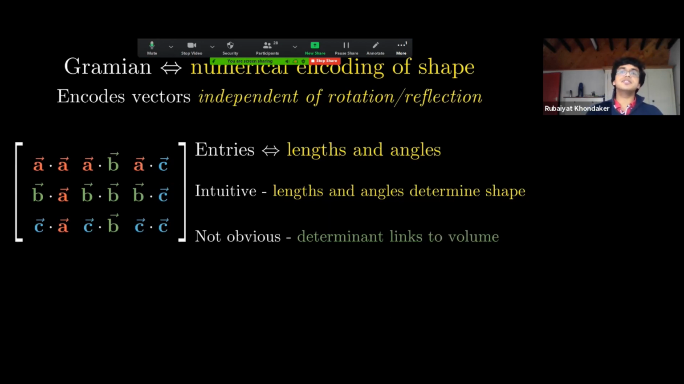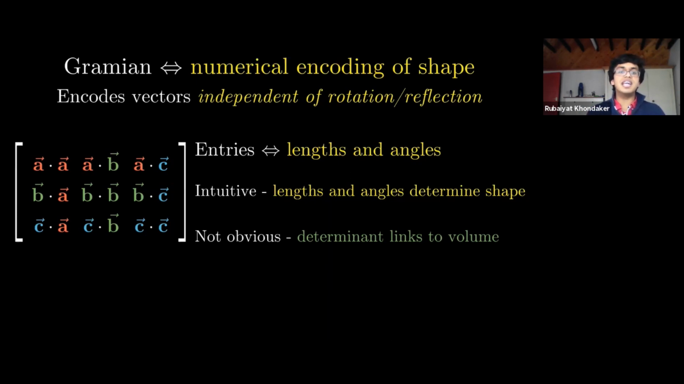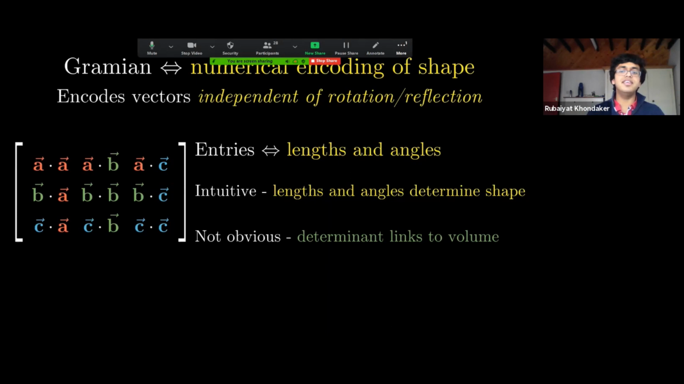But what I don't think is immediately obvious, hopefully I've made it feel a bit more intuitive, is that the determinant of this matrix has anything to do with the volume of that shape. Like, okay, sure, you can get the lengths and angles, but why would you think to arrange them in a matrix like this? And then why would you think to take the determinant of that matrix?